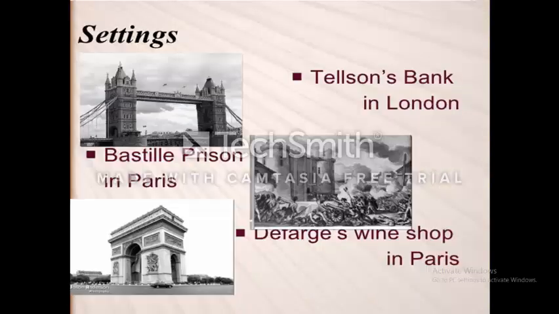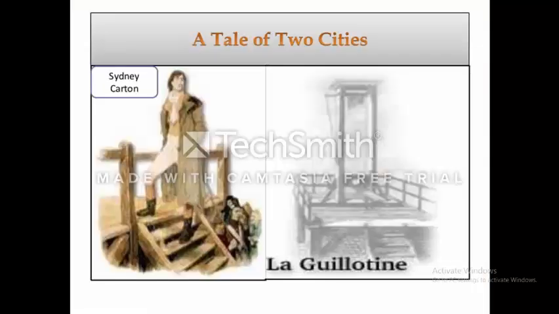Settings: Tellson's Bank in London, the first picture. On the right, Bastille Prison in Paris. The last picture, Devarges wine shop in Paris. Well, A Tale of Two Cities. This is Sydney Carton, and this is La Guillotine.